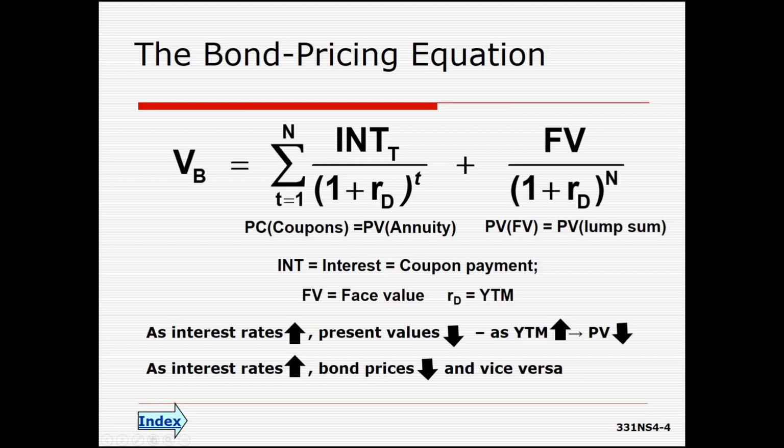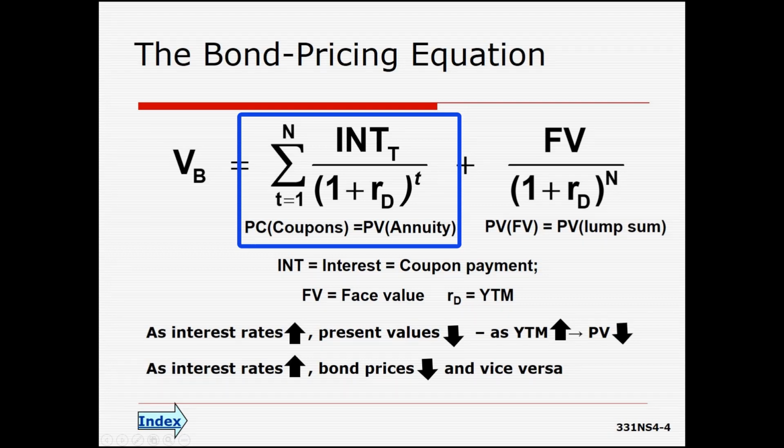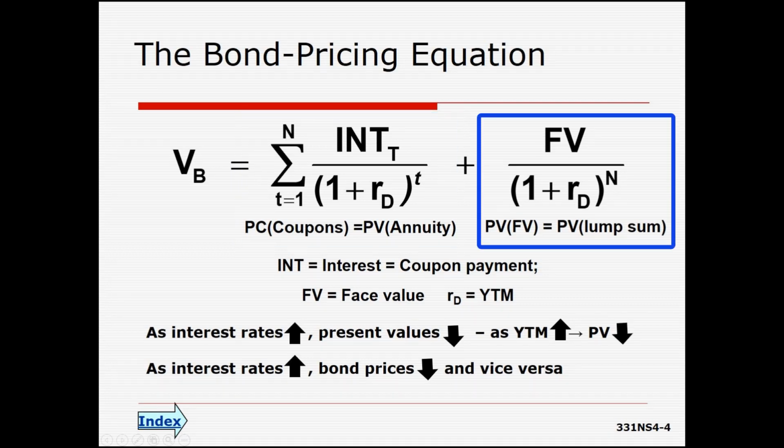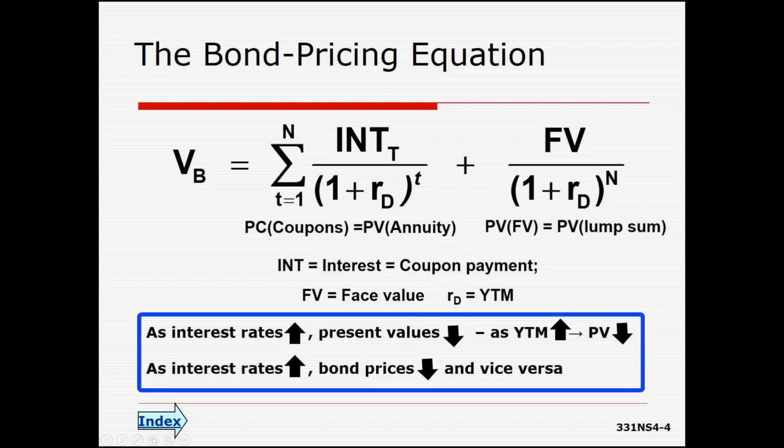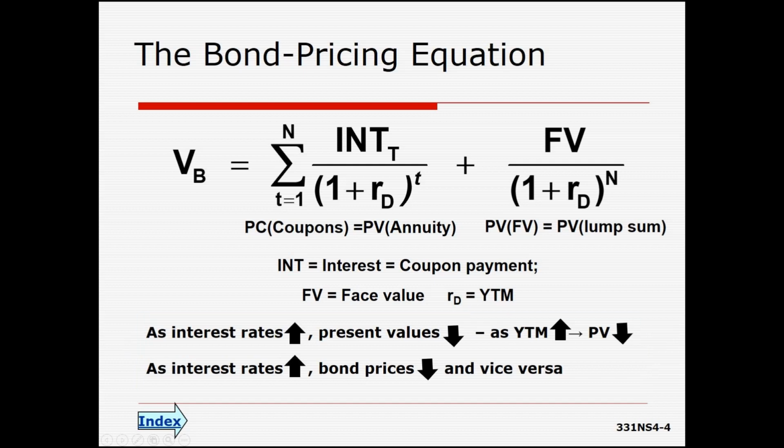This breaks the bond pricing equation into the annuity portion, the coupon payments, and the lump sum, the face value. Since the value of a bond is based on its present value, the value or the price of a bond moves inversely to market interest rates. As interest rates rise, the value of a bond declines and vice versa.